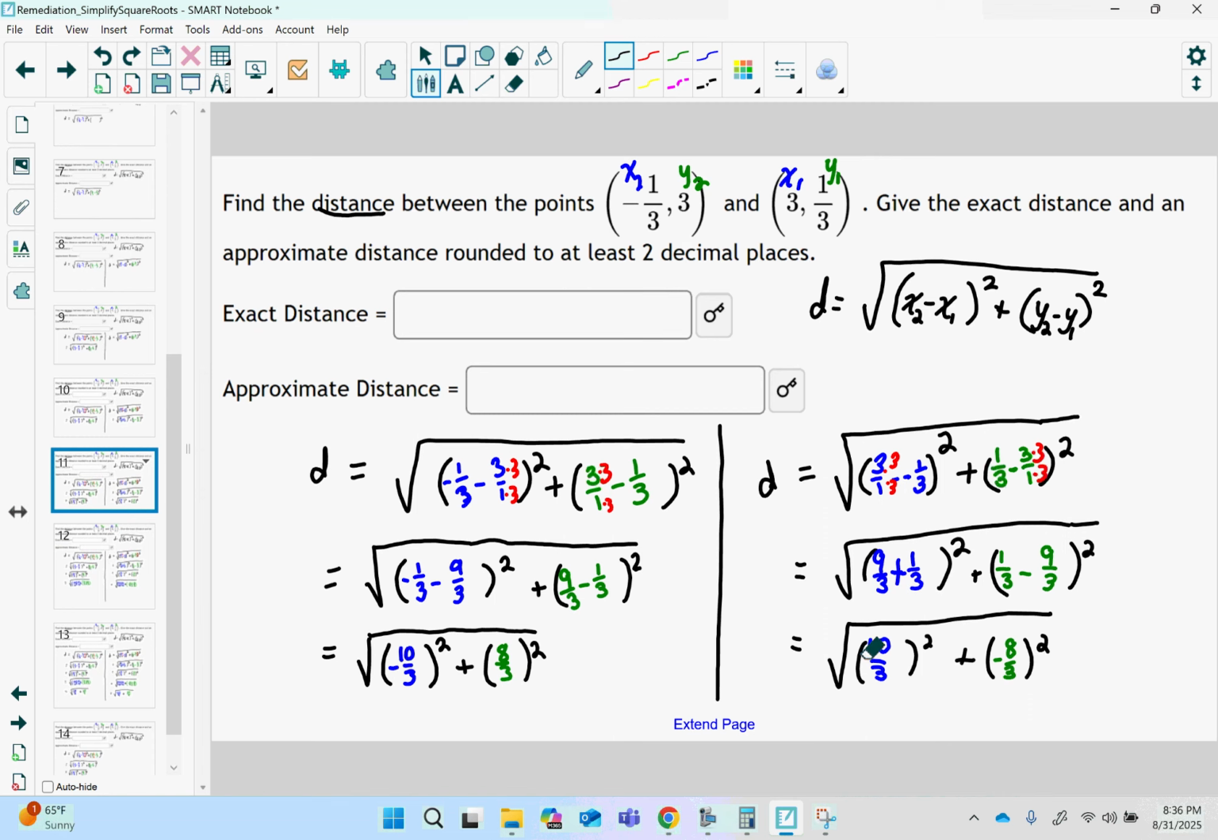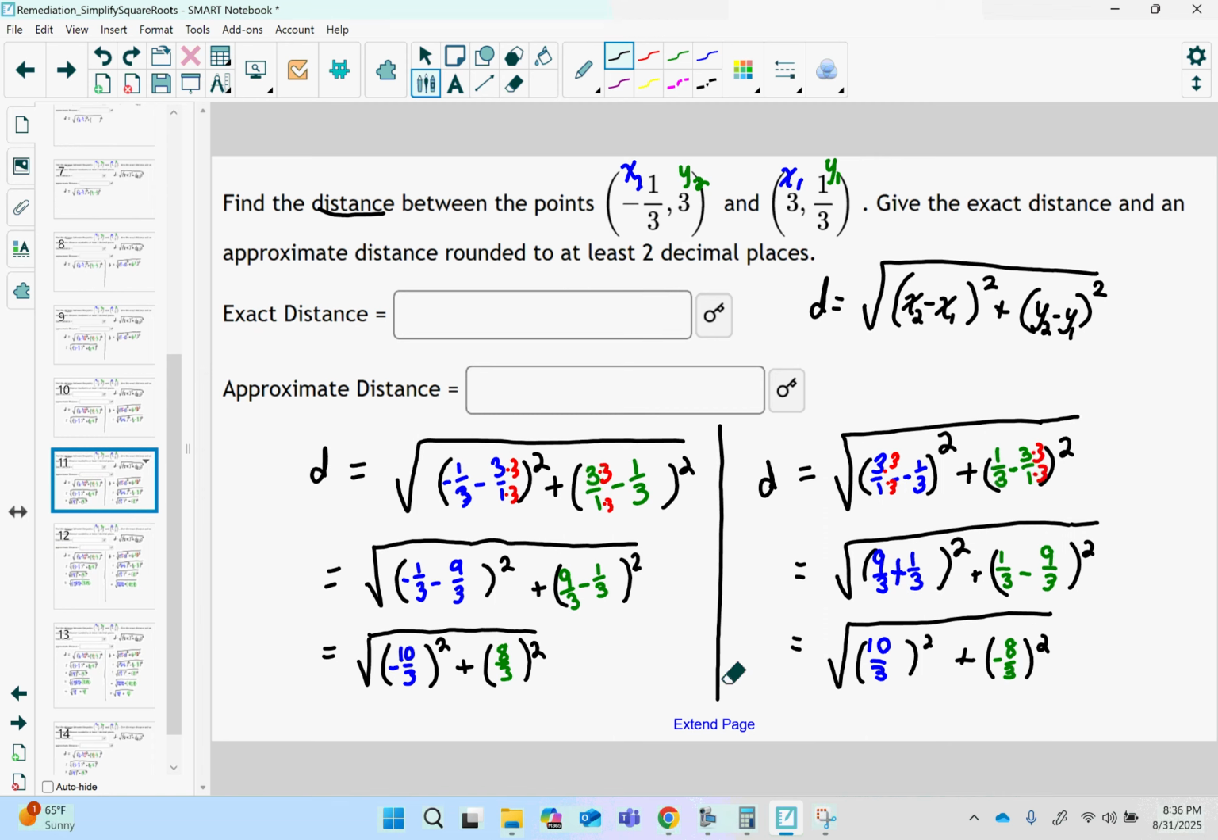What about the other version here? I had 9/3 plus 1/3 gave me 10/3, and 1/3 minus 9/3 gives me negative 8/3. Notice that I have a positive 1/3 and a negative 9/3, so they're opposite in sign. We keep the sign of the larger number and subtract the values, so we have negative 8/3, okay?